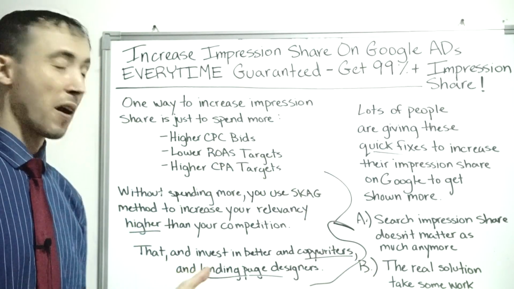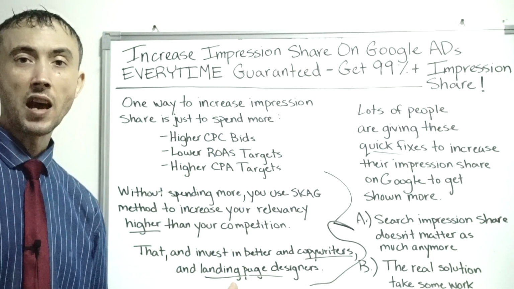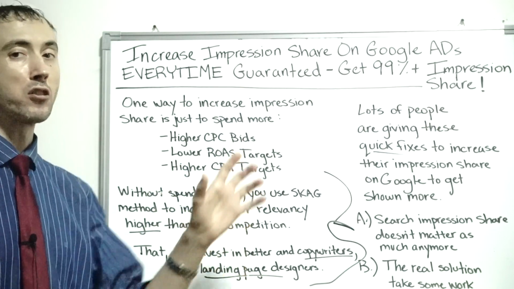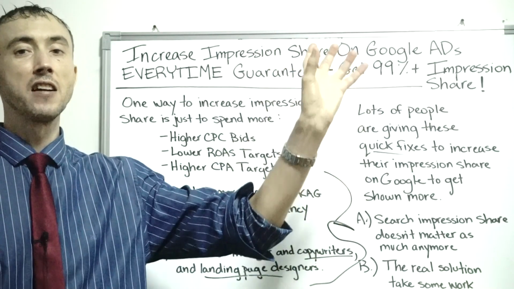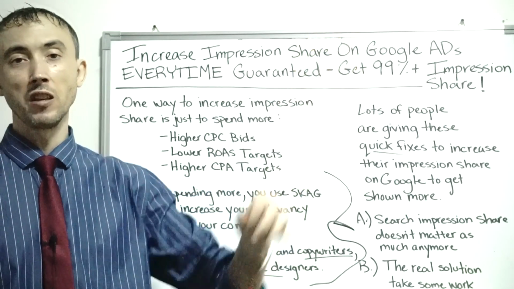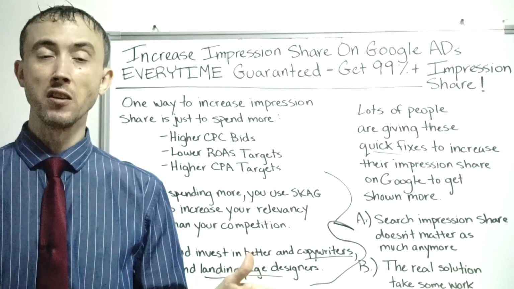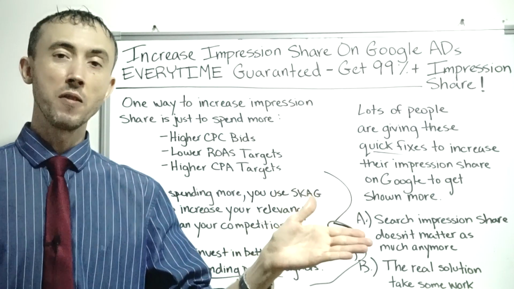So no matter how good it is, Google's got to have enough data to realize it's better, and then they'll start pushing you higher and higher and higher in terms of your impression share, till you're basically getting shown every time because you're better than everybody else in your space. That's really the short of it.